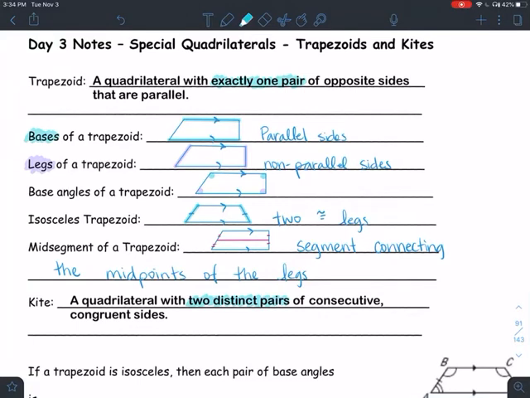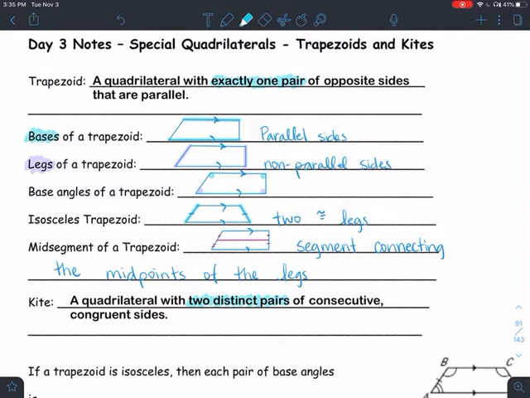Going to start here on day 3 with our special quadrilaterals, trapezoids, and kites. So a trapezoid is a quadrilateral with exactly one pair of opposite sides that are parallel. That "exactly one" is very important, because if we even just focus on a regular parallelogram, it also has one pair of opposite sides that are parallel, but in the case of a trapezoid, this has exactly one pair.